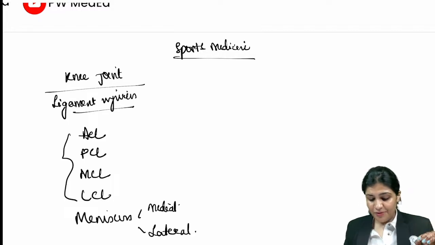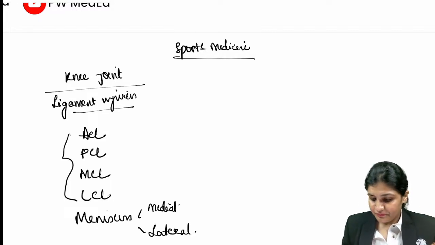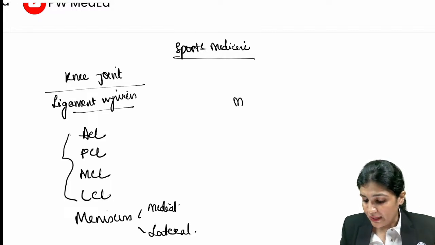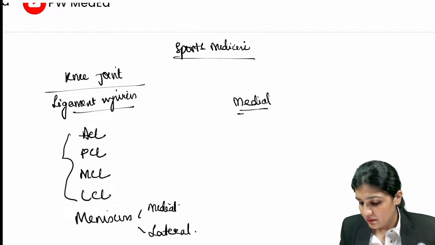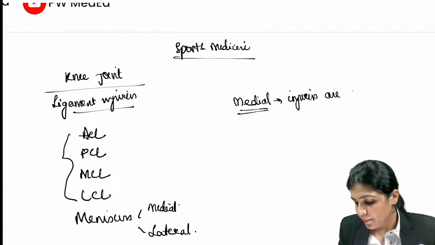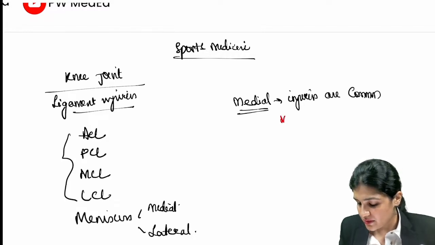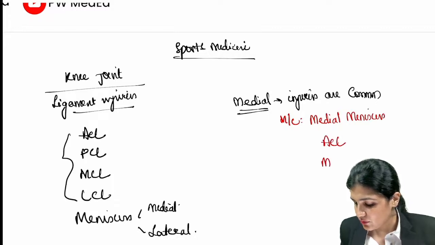So ACL and MCL usually, on the medial side, injuries are common, and the most common one among all is your medial meniscus. And then comes your ACL and then your MCL.